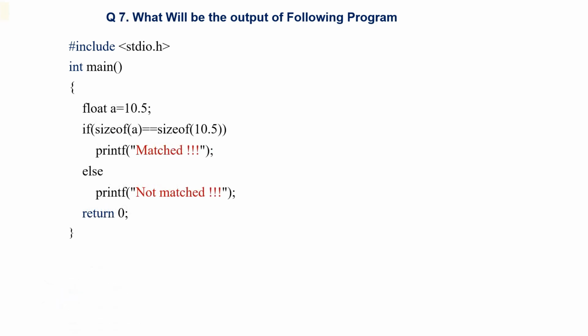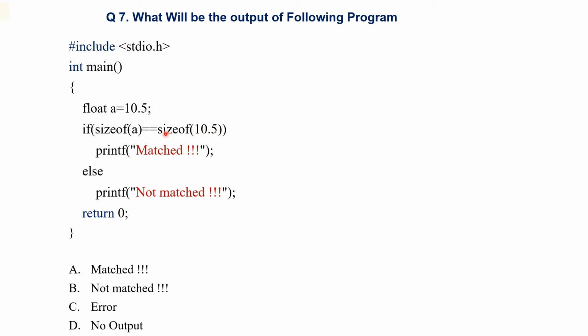So this is our next question. What will be the output of the following program? And these are the options from where you have to select one correct answer. So here in this program, a float variable a is declared and it is initialized with the value 10.5. The next statement here is the if statement, where the condition is sizeof a equal to sizeof 10.5.